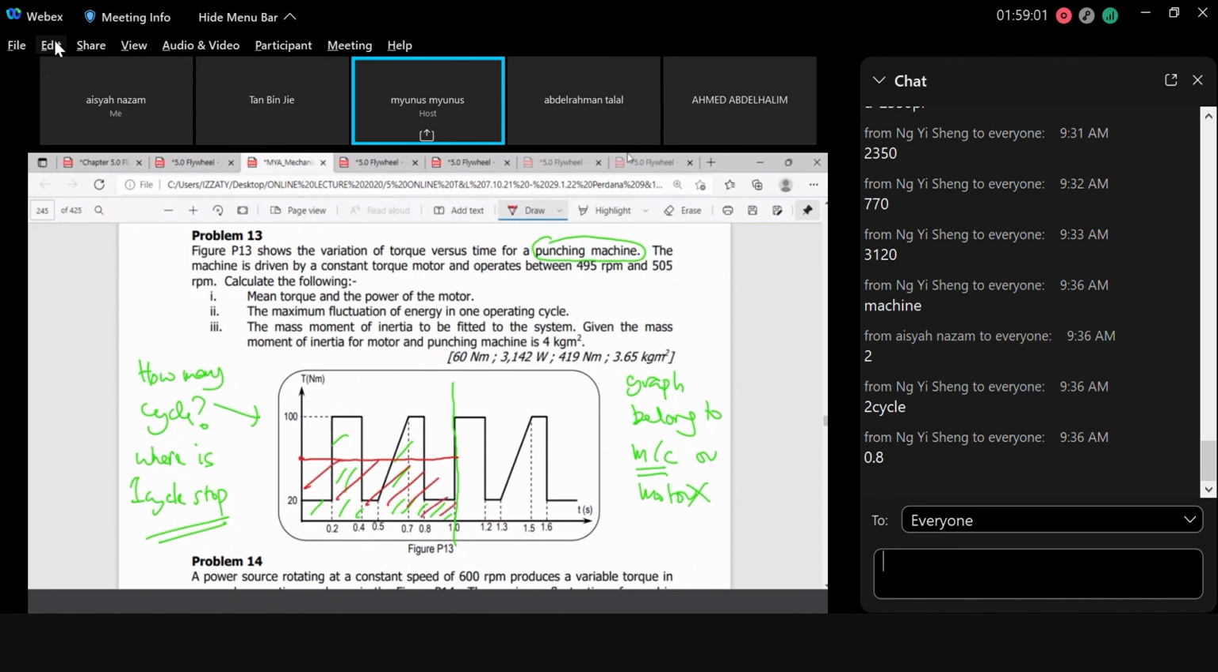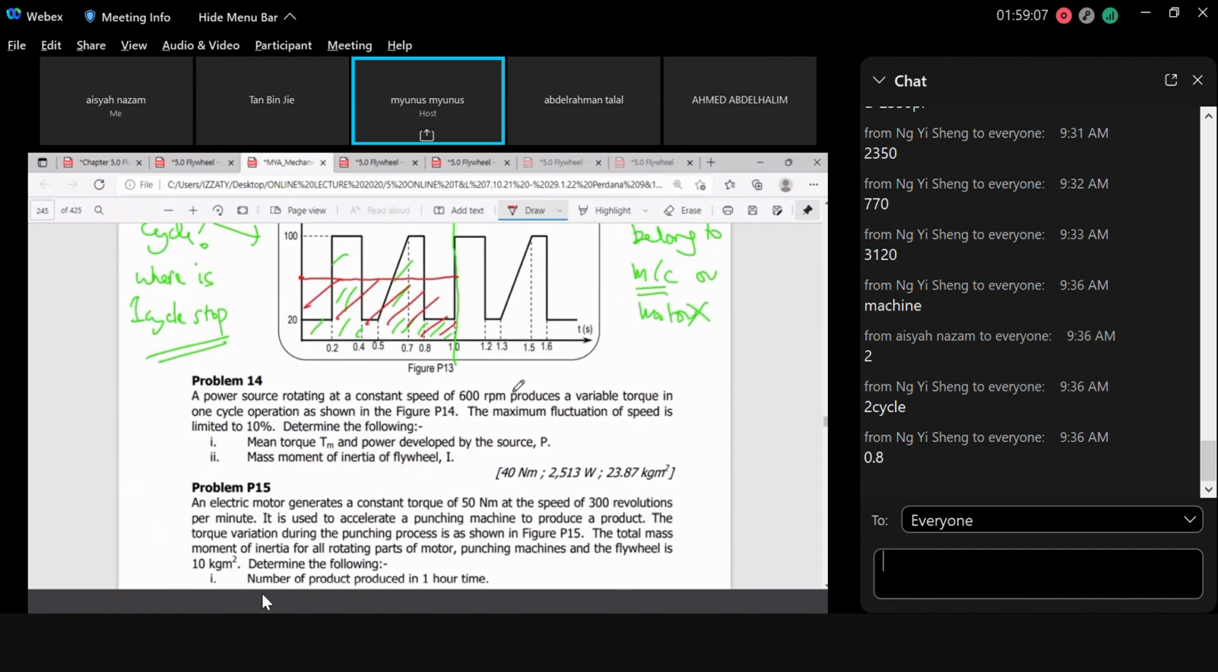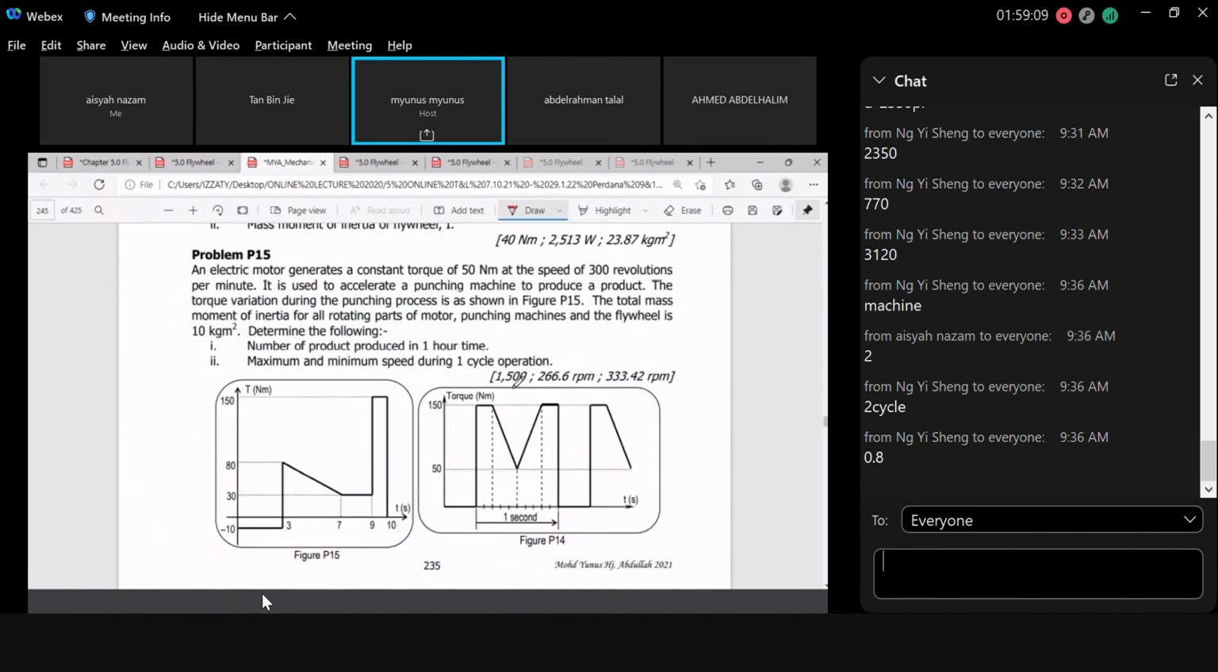So now I'm not going to do this whole thing. I'm just going to move over and share with you how to calculate this one. So look at the next one. The electric motor generates constant torque. Look at number 15. The electric motor generates torque of 50 newton meter.